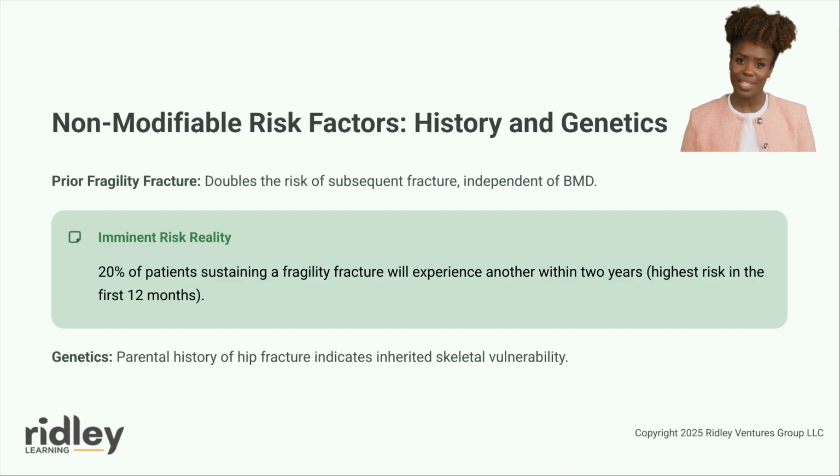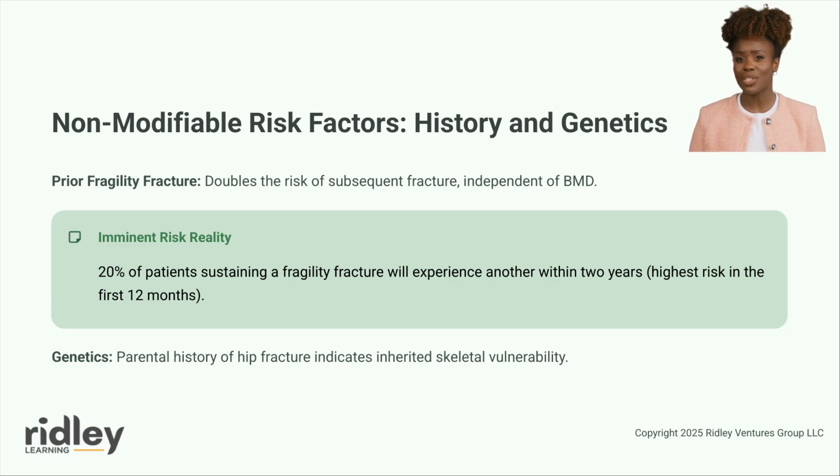Personal history of fragility fracture is among the most powerful predictors of future fracture, conferring risk that is largely independent of BMD and substantially exceeds that predicted by densitometry alone. An individual who has sustained a fragility fracture has approximately double the risk of subsequent fracture compared to someone of similar age and BMD who has not experienced prior fracture. This elevated risk persists for many years following the index event. The predictive value of prior fracture applies across fracture sites. A history of wrist fracture, vertebral fracture, or other osteoporotic fracture increases risk for future hip, spine, and other fractures.